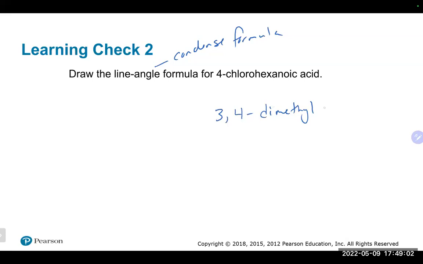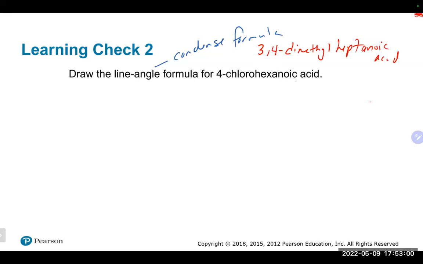Let's do heptanoic acid. All right, draw the condensed formula there for each of those, see what you come up with.